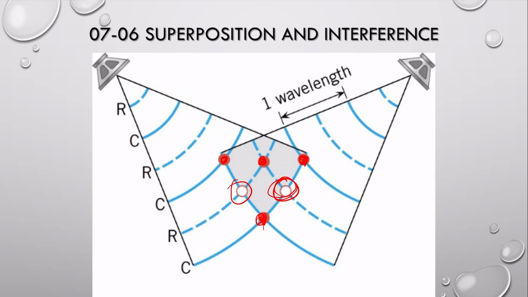The constructive interference would have twice the amplitude, so more energy, loudness. Destructive interference, the energy would cancel out.